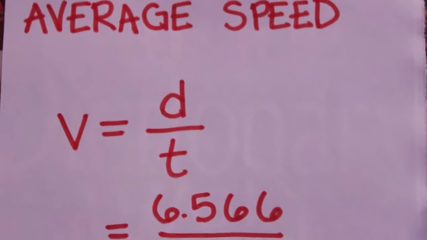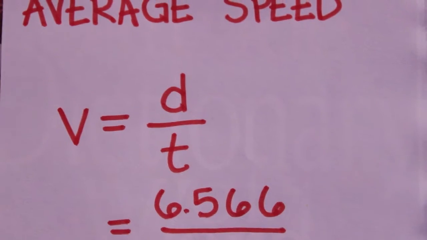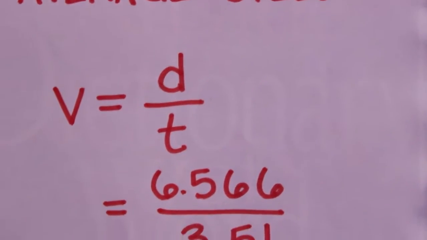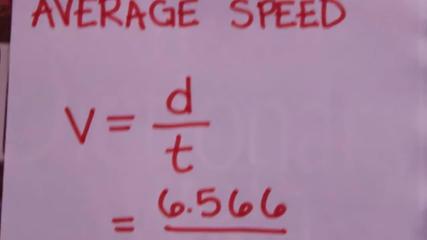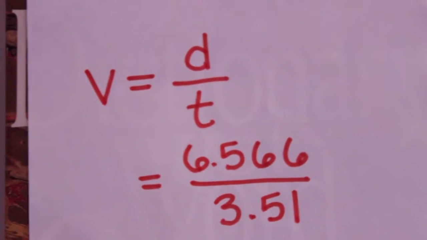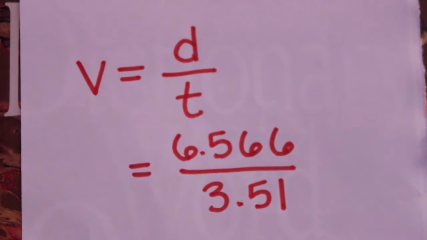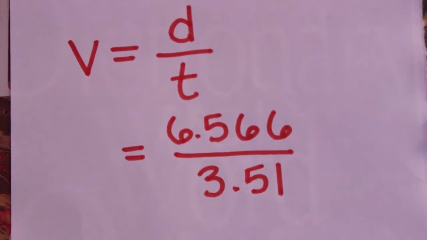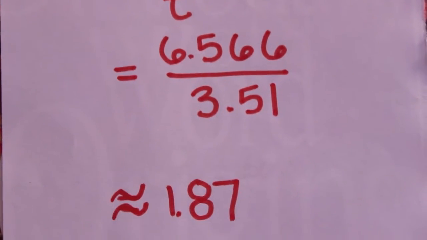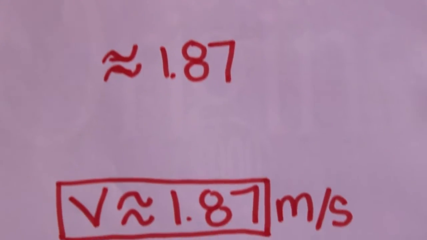To find the average speed, we use the formula velocity equals distance over time. Because we're finding the average speed, we use the average time, 3.51, and we divide the distance, 6.566, by 3.51. And we get approximately 1.87 meters per second.